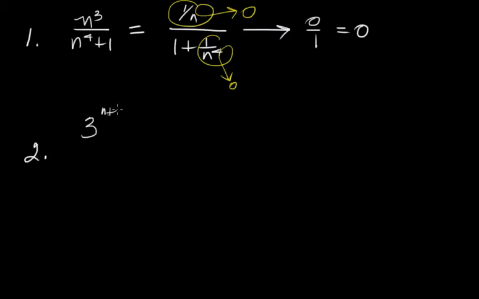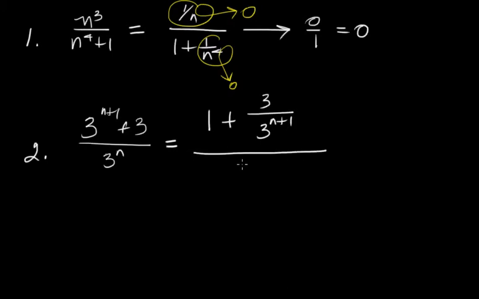Now this same technique could be used in this problem: 3 to the n plus 1 plus 3 over 3 to the n. There are other ways to do this. You could create an inequality and use our little theorem about r to the x. But let's just look at the term growing the fastest in the numerator and denominator, and it is 3 to the n plus 1. So I'm going to divide top and bottom by it.